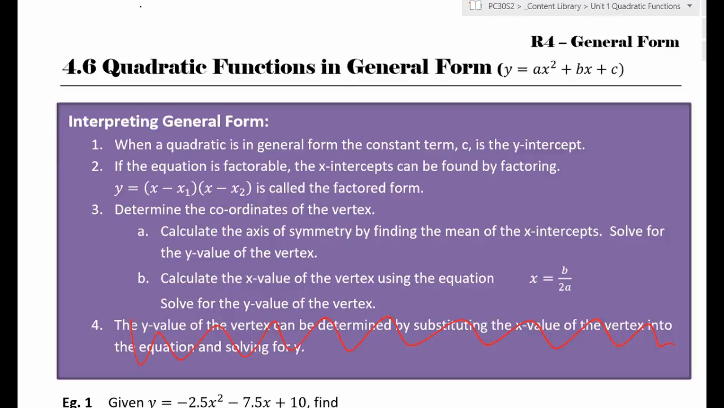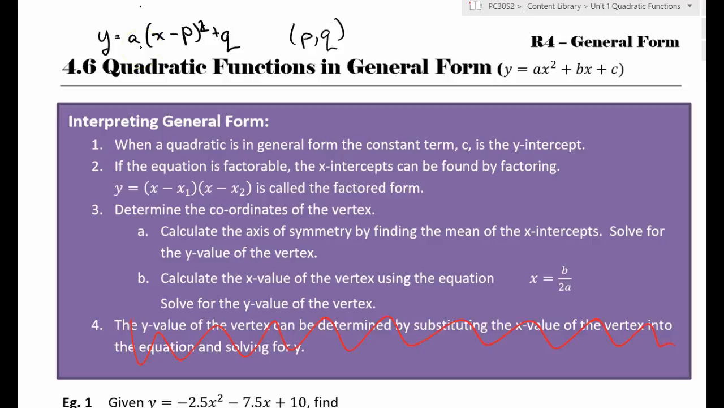Right, so 4.6 quadratic functions in general form. This is going to look a little bit different than vertex form. So you might recall that when we had vertex form, it looked something like this. And we were immediately able to look at the equation and get our vertex coordinates, both our x and our y, from P and Q. And I could also tell you about the direction of opening and how much it was stretched based on A.